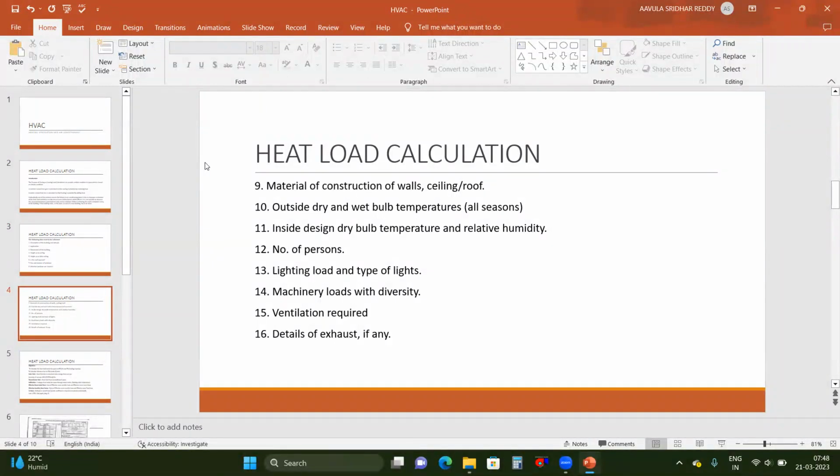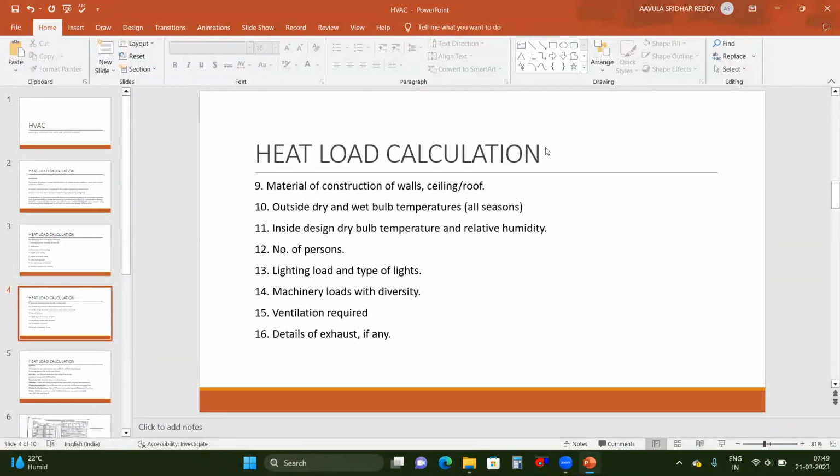And next one is outside dry bulb and wet bulb temperature. So what is the area, what is the location you are designing? For example, it is Delhi, Mumbai. That outside dry bulb and wet bulb temperatures you need to find out. We can get it from the ISHRAE handbook, or ASHRAE handbooks also we can get this data.